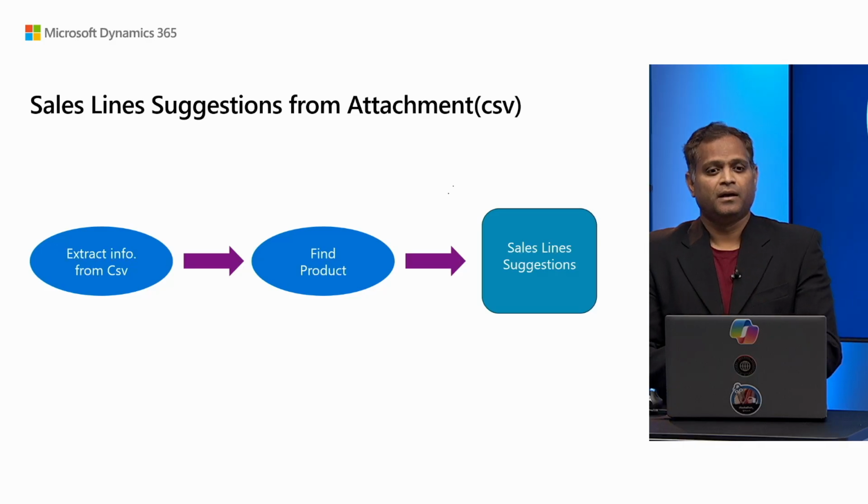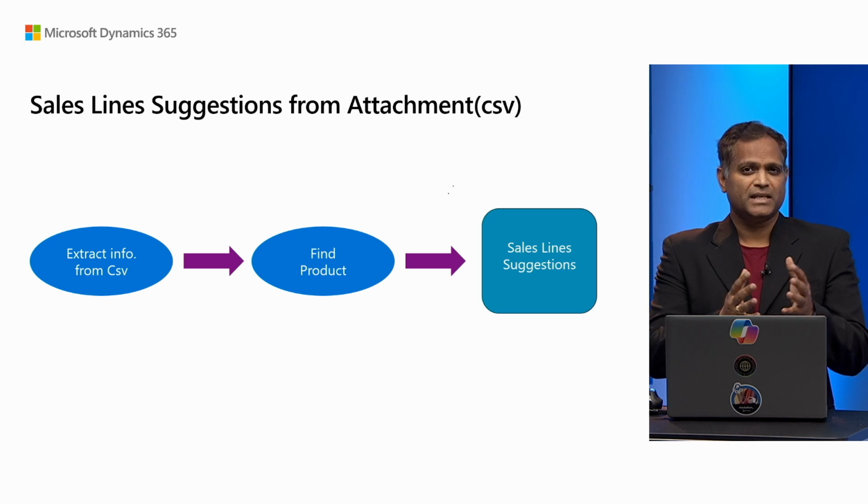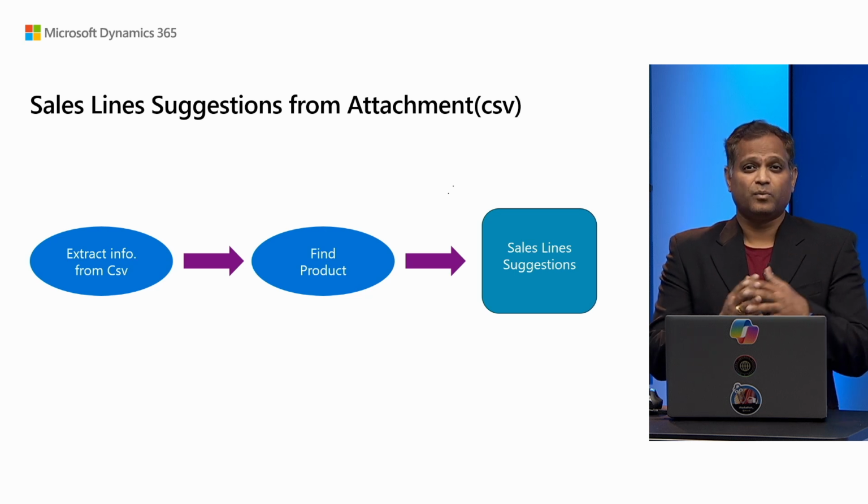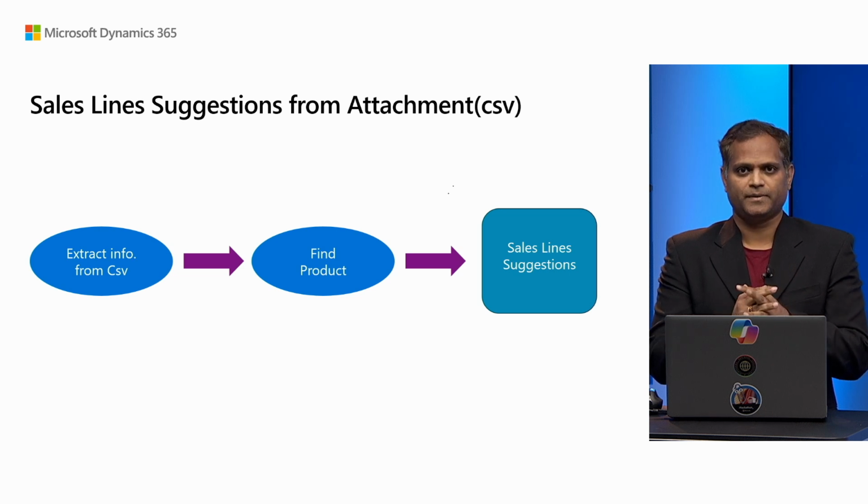Thank you, Alexey. Now I'm going to talk a little bit about sales line suggestion from attachments. Currently, we support only CSV file type, and in the future, we hope we'll have support for other file types as well. But for now, it's only CSV.